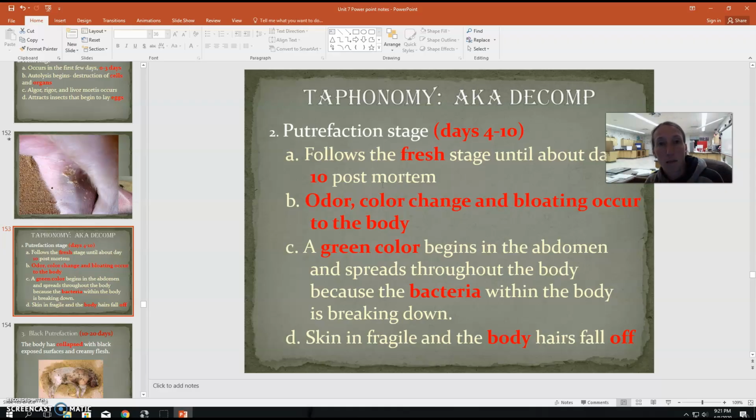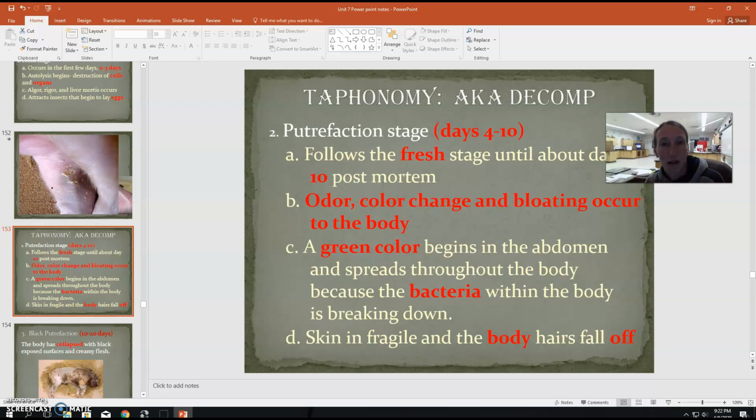All right, so let's talk about the bloating. Why is that happening? Bloating's happening because you've got bacteria mostly in your intestines and your stomach, and that bacteria is already there, and it is breaking down your surrounding cells and tissues, and chemical reactions are occurring and gases are being released. Because gases are being released, it's getting trapped within the body. You're not exhaling it out anymore. You're not passing gas, so you're not able to release these gases, so it's trapped and the body just gets bigger and bigger and bigger.